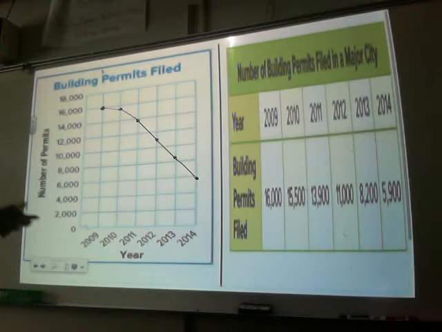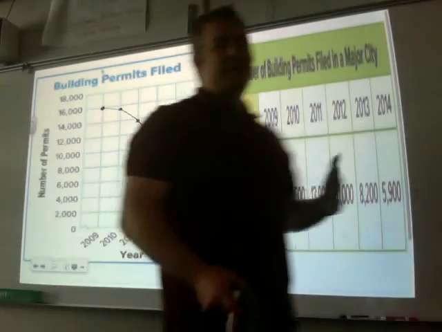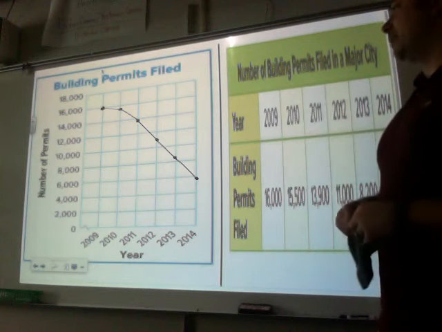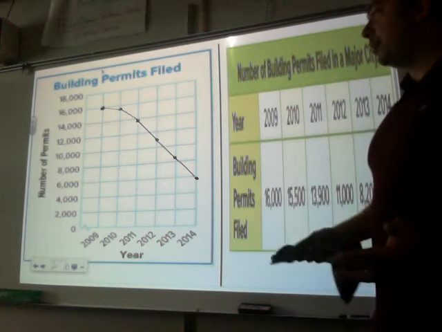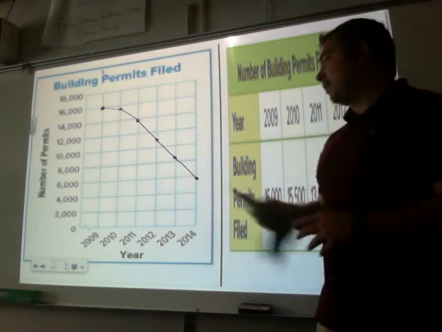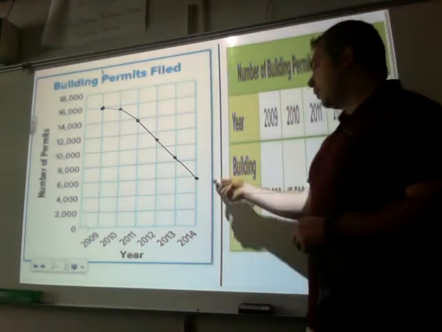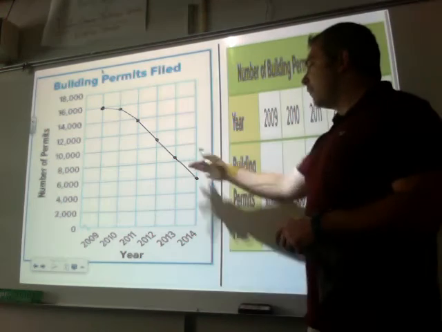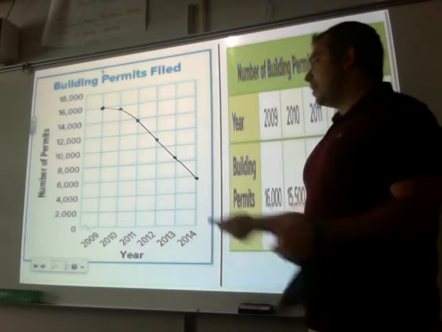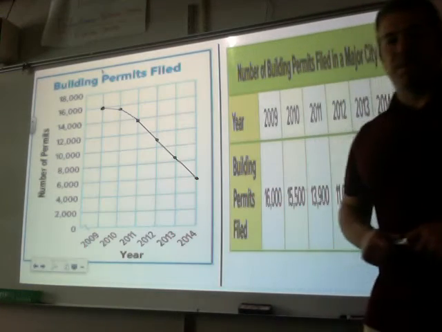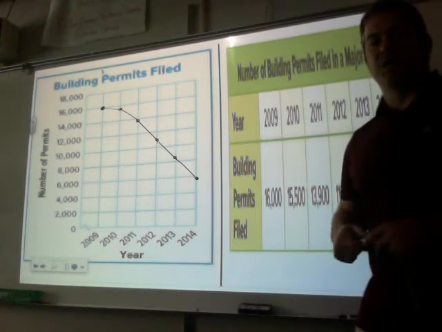Now, to interpret this, we can see that over time, people are not filing permits anymore in the city, or not as much. I don't know why, but I can look at the data and say there's a downward trend. So if I'm interpreting this, I'm going to say, well, in the next 5, 7, 10 years, there might be less than 2,000 permits, unless things change.